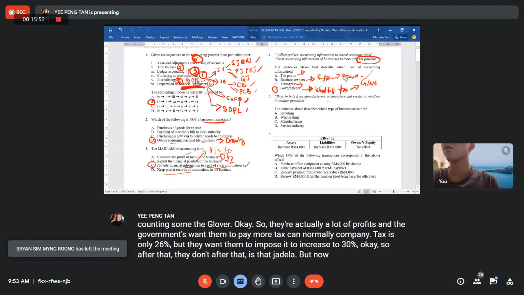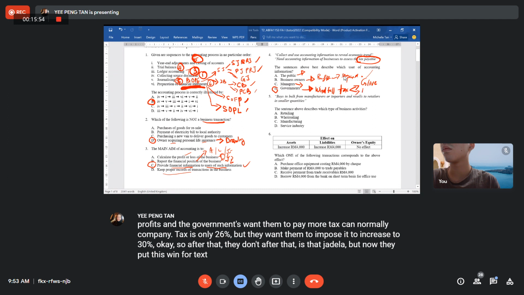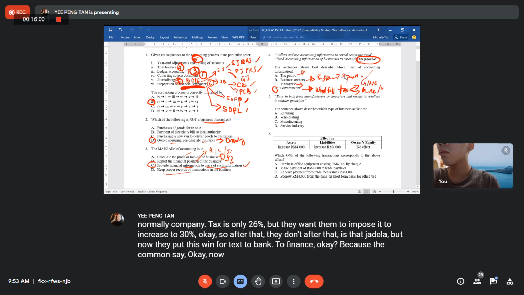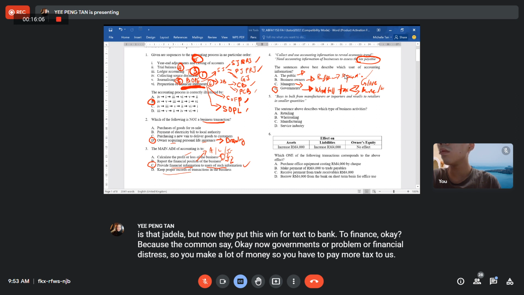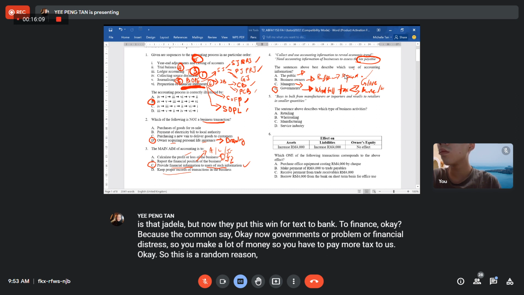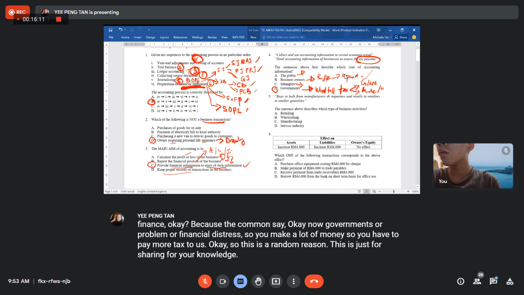But now they put this windfall tax on banks, to finance. Because the government says it now has a problem of financial distress, so you make a lot of money, you have to pay more tax to us. So this is one of the reasons. This is just for sharing, for your knowledge.